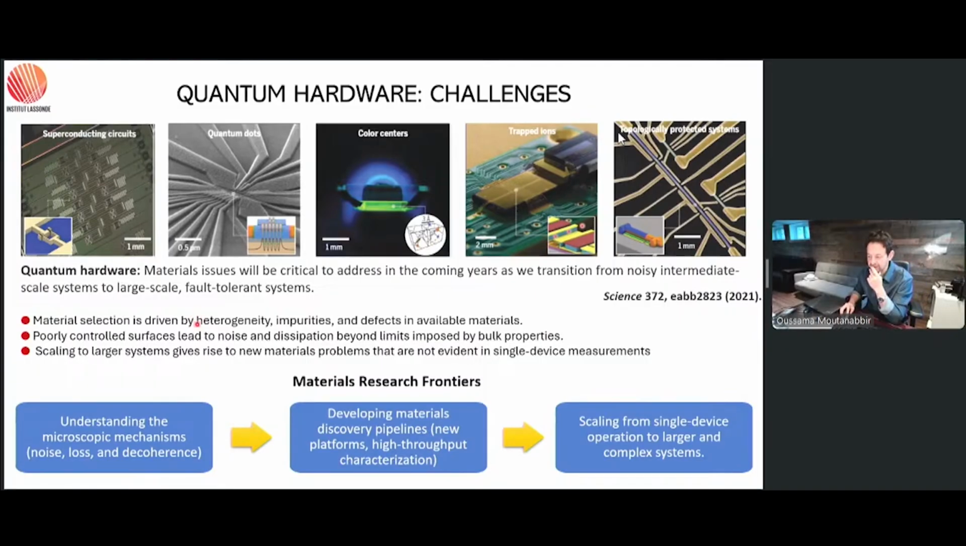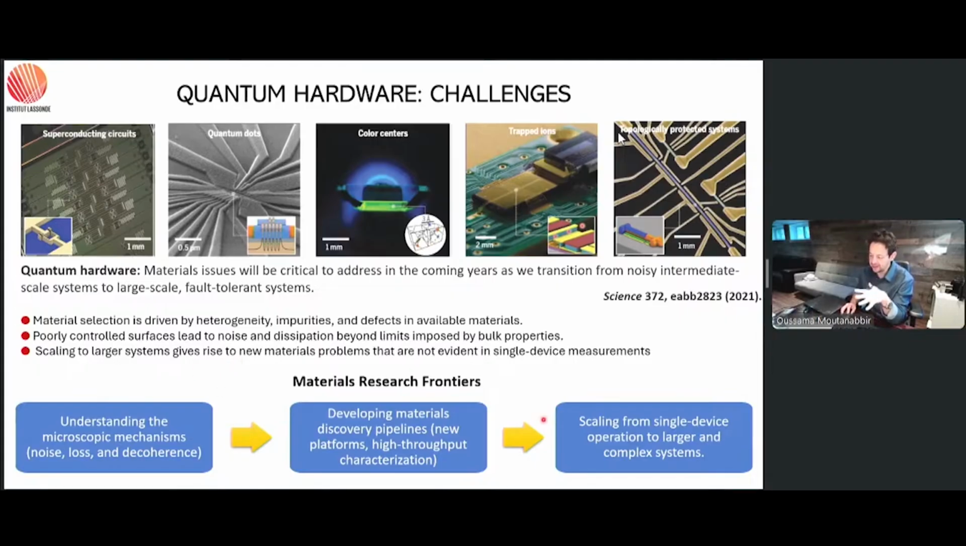If I put this in three different aspects, there are defects, there are impurities, and there are heterogeneities in these materials that need to be understood. And as you know, a device is based on an interface, and without controlling these interfaces, it will be very difficult to have a tight control over the performance.